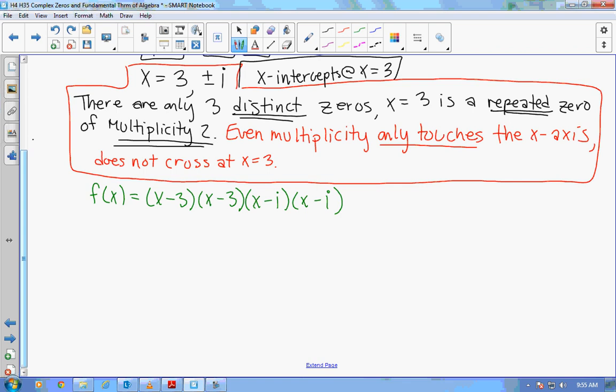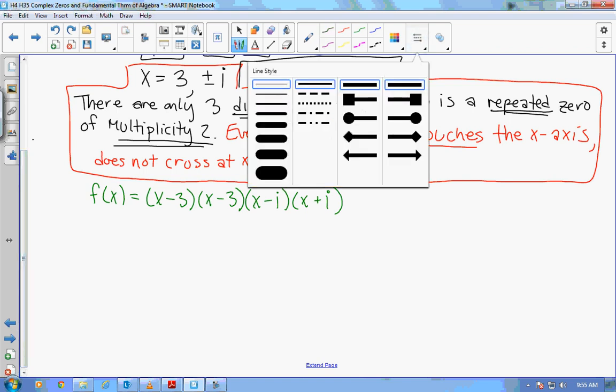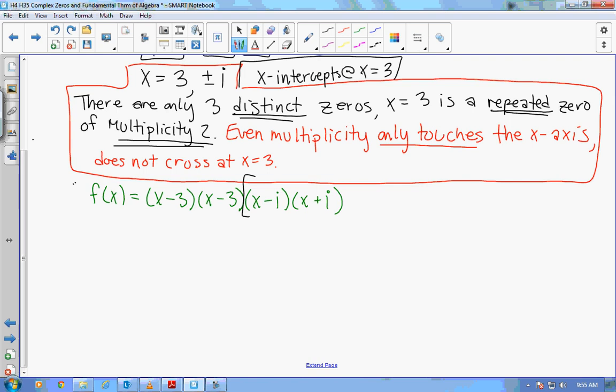Oh, thanks. Yeah, otherwise it's not a conjugate. Yep. So one of those has to be plus. Okay, so I'm going to start with the conjugates. I'm going to just look at those 2 first.